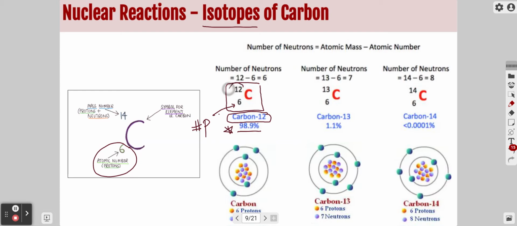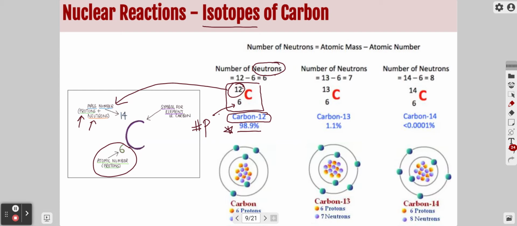The number up top here is your mass number. And the mass number is, as you can see here, the protons plus the neutrons, P plus N. So they're added together. Then if you just want to find the neutrons, you can take the mass number, subtract the protons, and you'll end up with your neutrons.